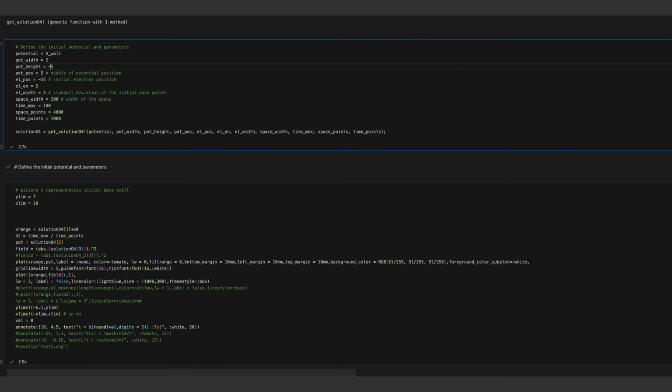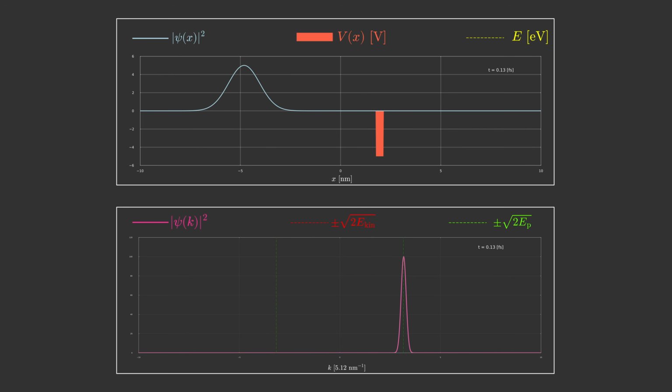Okay, let's try to build a potential that is completely transparent. The obvious choice is having no potential whatsoever, right? But that's boring. Let's make it negative. Now we have a potential well instead of a barrier. So inside the well, the kinetic energy should be increased and not lost, and therefore we shouldn't see any reflections, right? So let's play the animation.